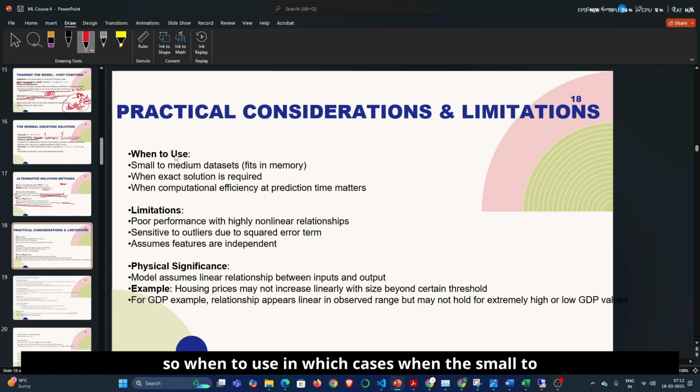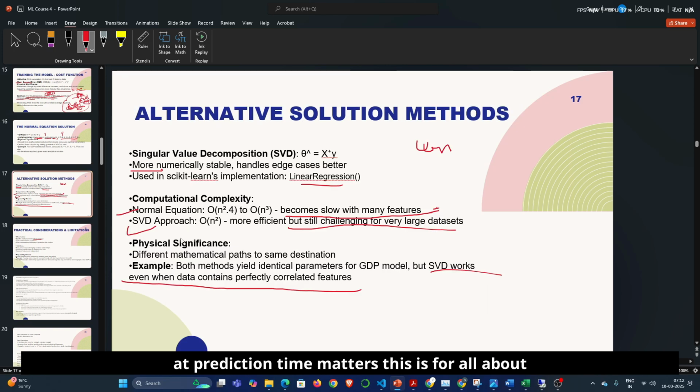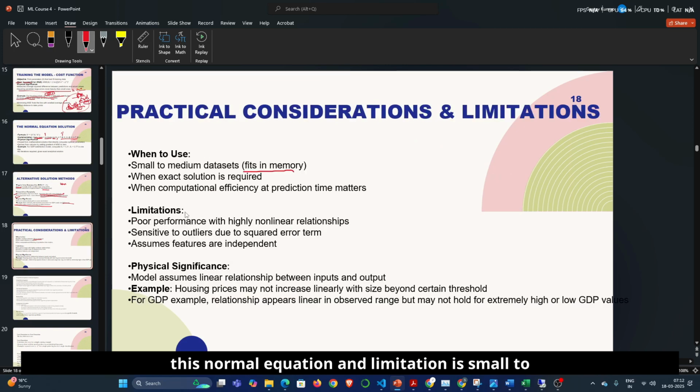So when to use it, in which cases? When the data set is small to medium and can be fit in memory, we can use it. When exact solutions are needed, when computer prediction time matters. This is all about the normal equation. Limitation: small to medium data will work out. Poor performance with highly non-linear relationships. That's true. Sensitive to outliers due to square error.